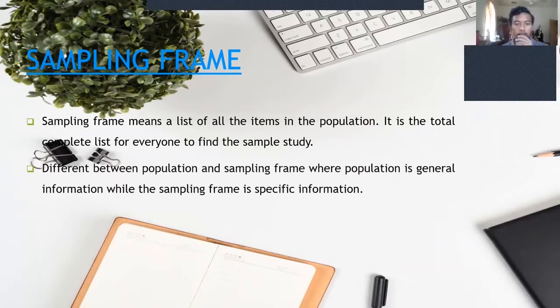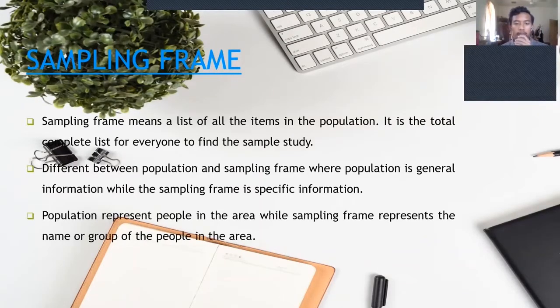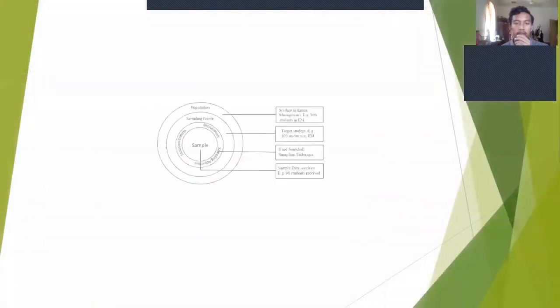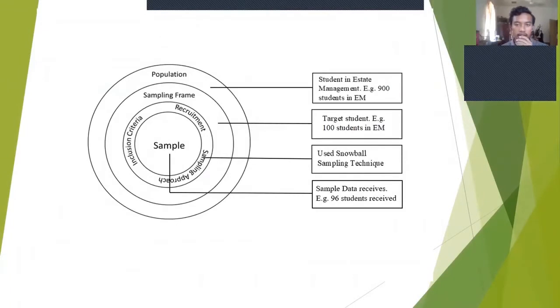The difference between population and sampling frame is that the population is general information, while the sampling frame is specific information. Population represents the people in the area. Sampling frame represents the names or groups of people in the area. Sampling frame is a list of everything for determining the data with different sampling techniques. This picture shows an illustration of what I have explained about the sampling frame.